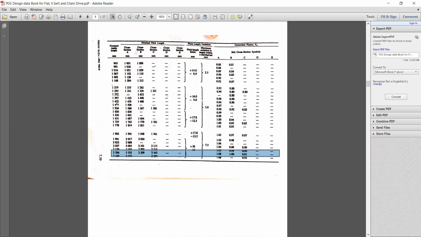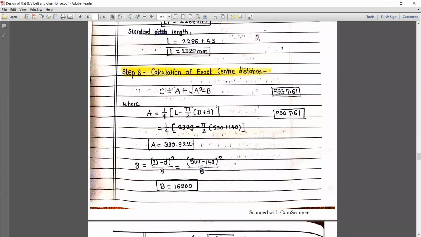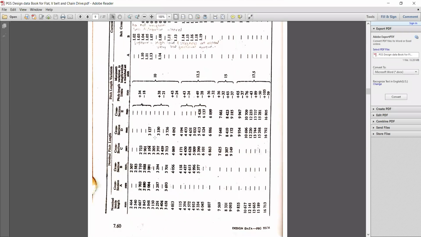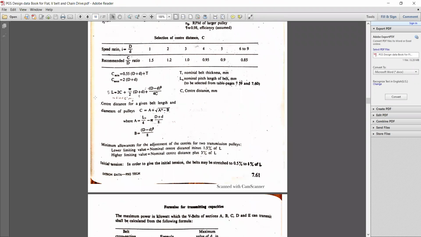So here cross section area is also given, that is 2329. So just note down this value, which we have already selected. Next one, calculating the exact center distance. So calculating the exact center distance, we can use the equation from PSG 6.71. Here the equation is given.